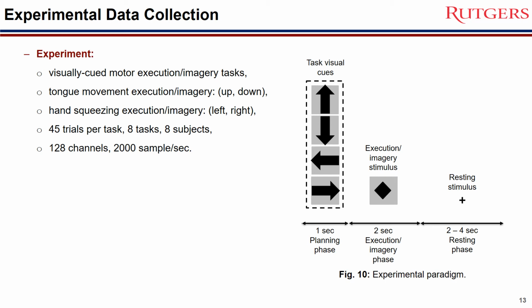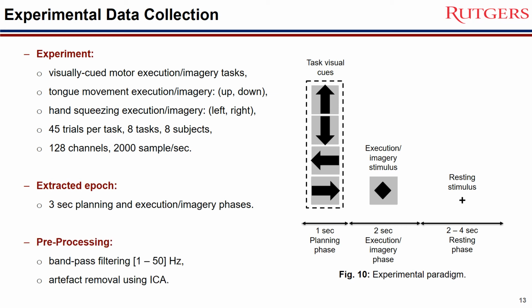Experimental data collection. We conducted visually cued motor execution and imagery tasks experiments. The tasks included tongue movement, up and down, and hand squeezing, left and right hands. Each one of the 8 tasks included 45 trials. 8 subjects volunteered for our experiments. The EEG data was recorded using 128 channels sampled at 2000 samples per second. The extracted epoch constituted the 3 seconds planning and execution imagery phases. Pre-processing included bandpass filtering and artifact removal using ICA.